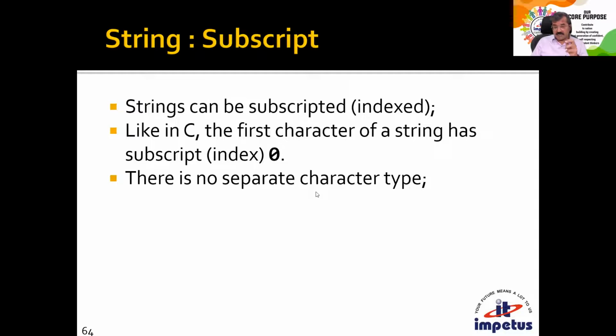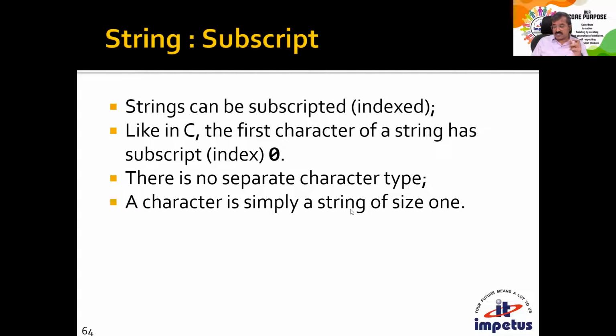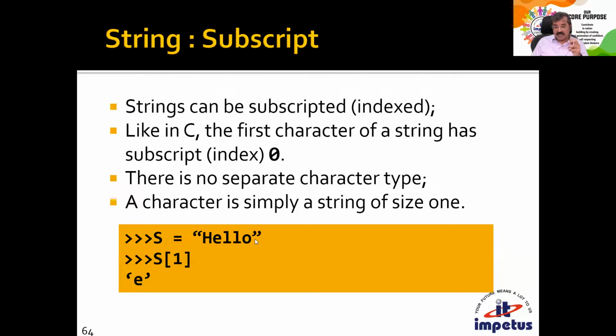There are no separate character types in Python. A character is just a string with a single character. So if I have hello as a string, the first character inside the string is H and not E. If I want H, I say S of 0. Let's check it out.